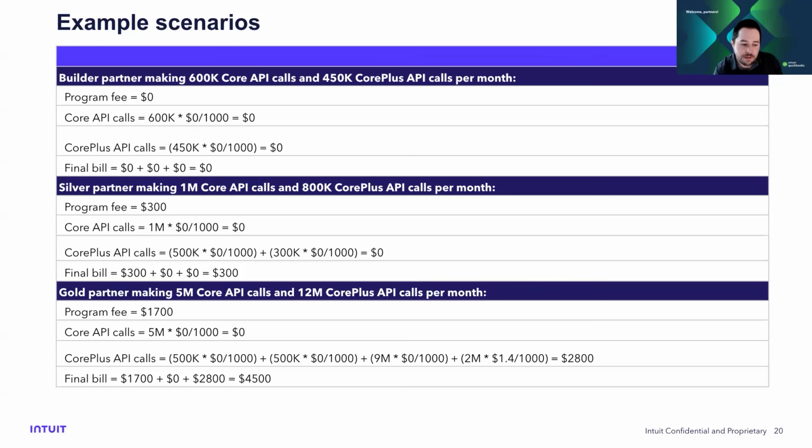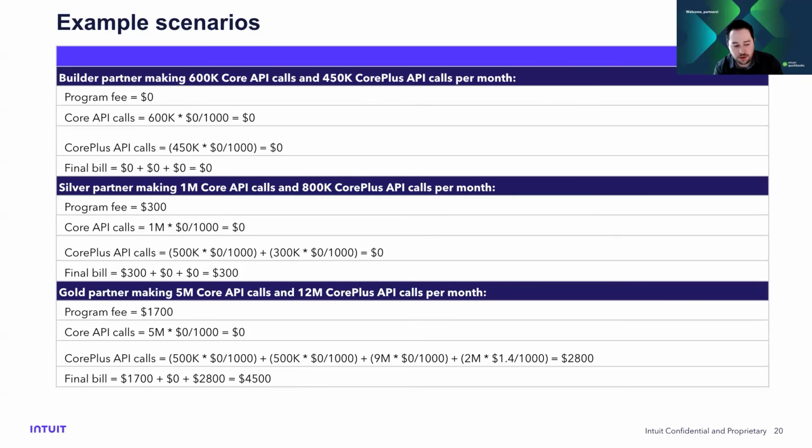Now to bring this into a full example, let's work through a Gold partner. In this case, they are making 5 million Core API calls and 12 million Core Plus API calls. Now, if you remember on the previous slide, Gold includes 10 million Core Plus API credits. So in this case, variable API fees will apply. The flat program fee is 1,700. Core API calls once again result in 0. And for Core Plus, now we are working through 4 different tiers of the rate card.